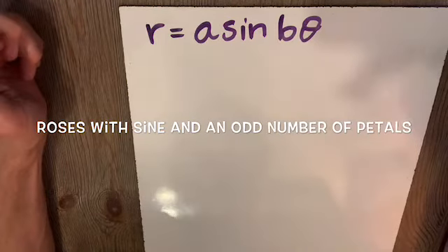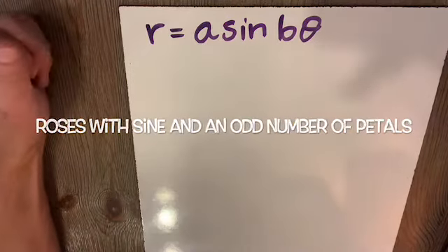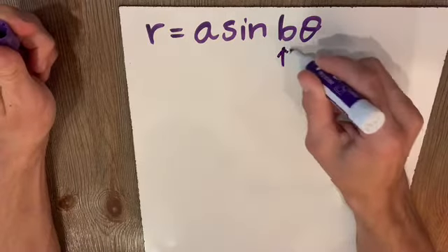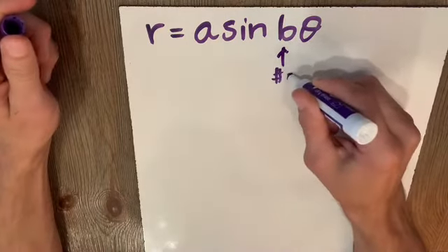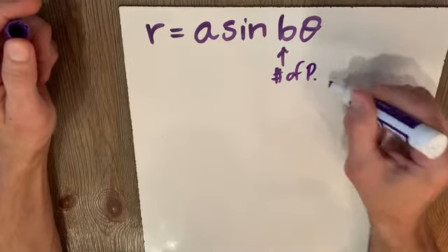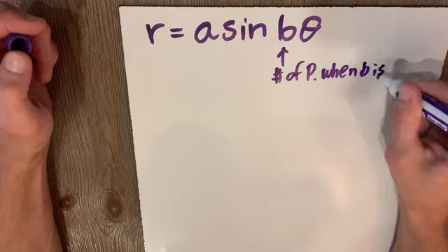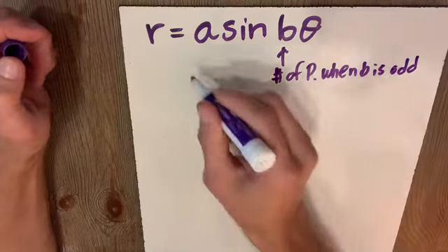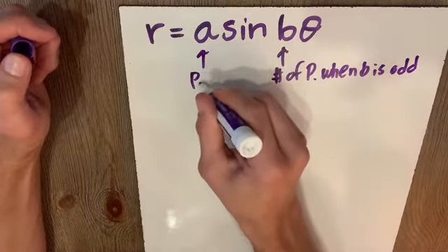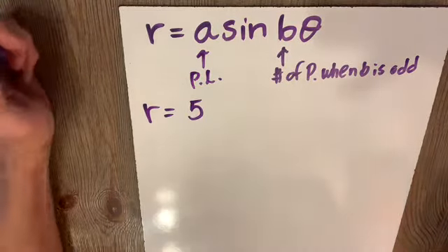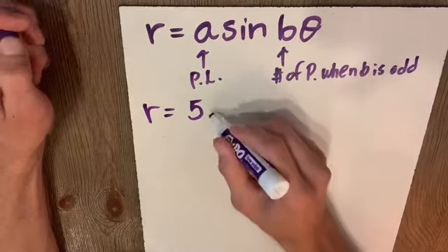R equals A sine B theta. Well, it's one term, so it must be a rose. B is the number of petals when B is odd. And A is petal length. So let's talk about 5. I'm just keeping petal length 5 so we don't have to think about it.